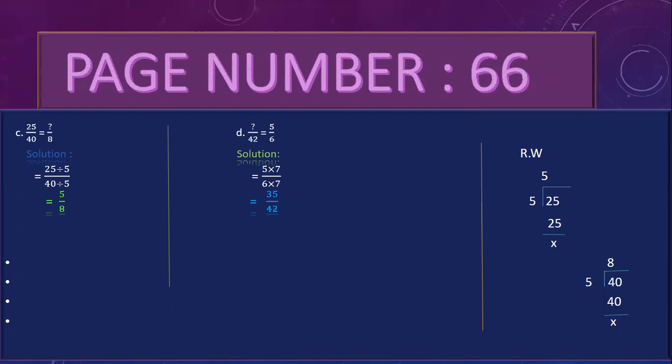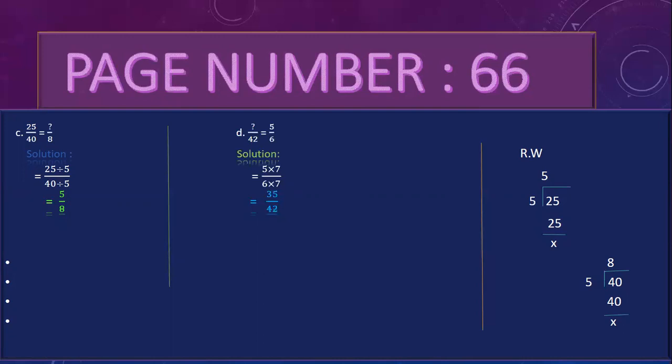D part. Now the left side is missing and the right side is given, the right fraction is given. And the one hint is on the left side, which is 42. Again, I told you that we have adopted the same procedure. We see what is the connection between 42 and 6. So when we divide 42 with 6, we see that the quotient is 7. 7 sixes are 42. So definitely we multiply 7 with 5.